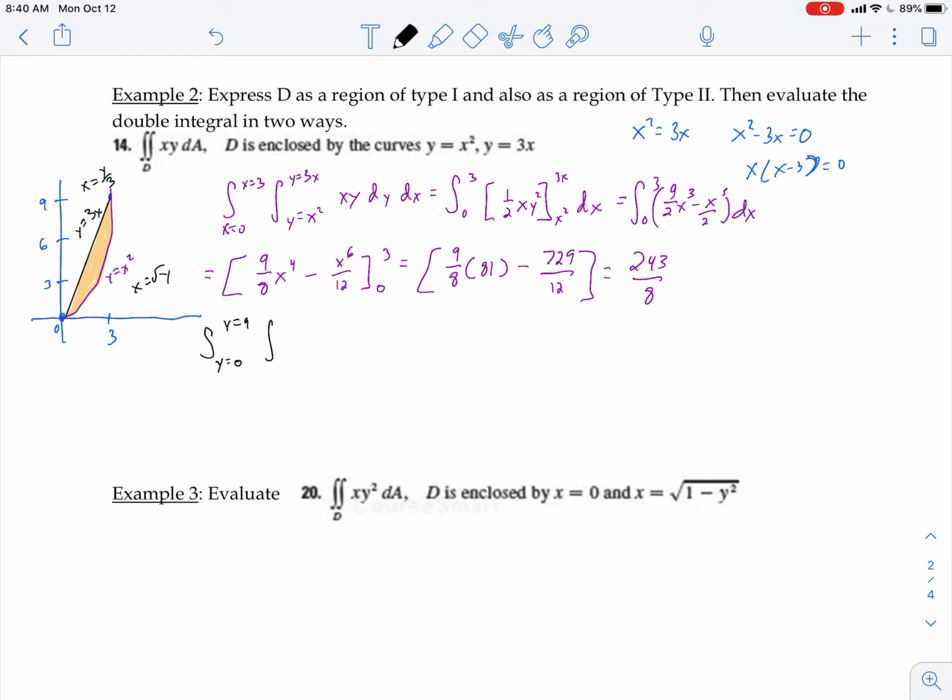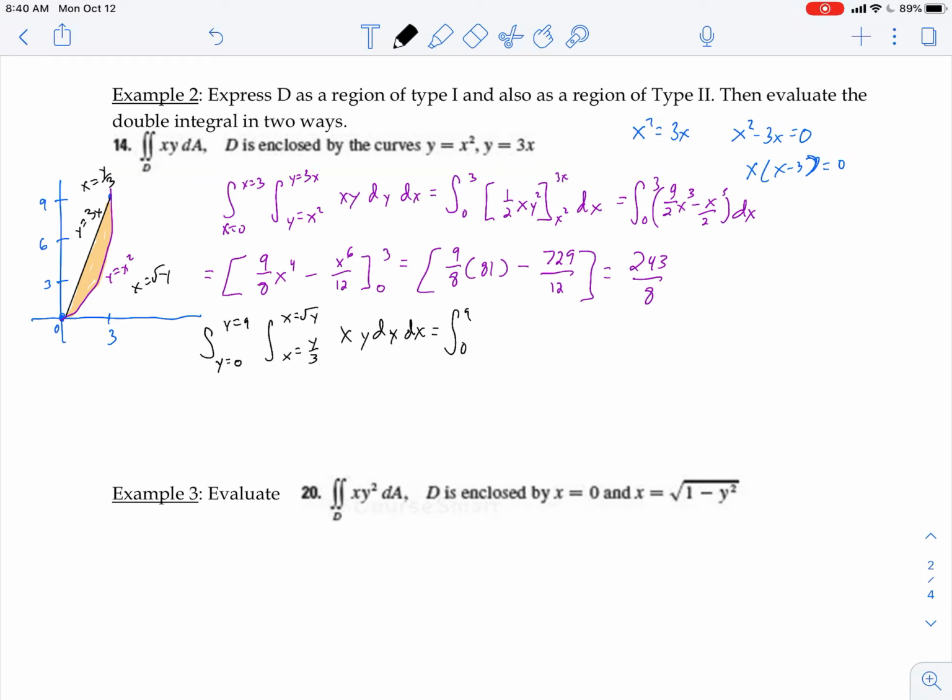So now we're going to do the top-bottom approach. So it looks like on top is 3x and on the bottom is the square root of y. I'm sorry, so now we're doing right-left. The far right is going to be square root of y, and then the left is going to be y over 3. So x equals square root of y, x equals y over 3. And then, of course, dx dy. And so we're going from 0 to 9.